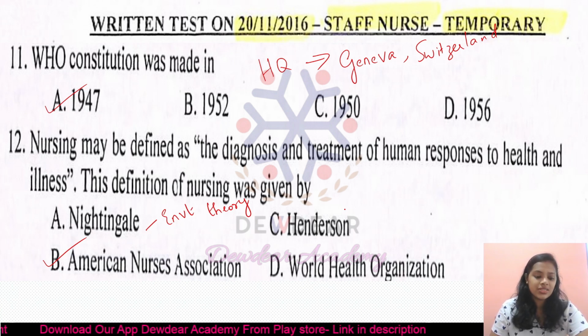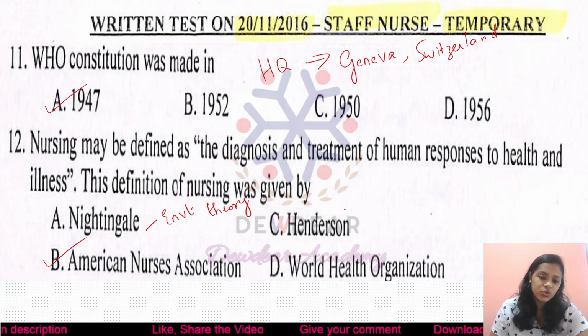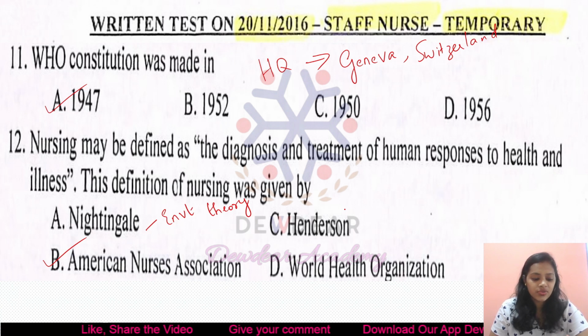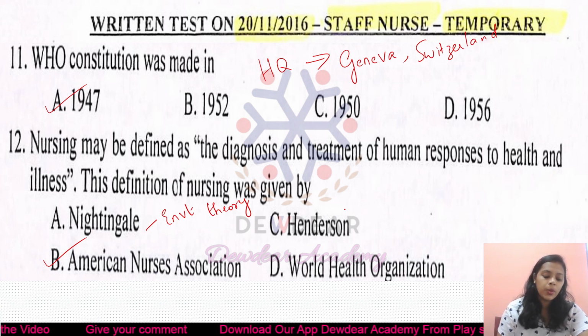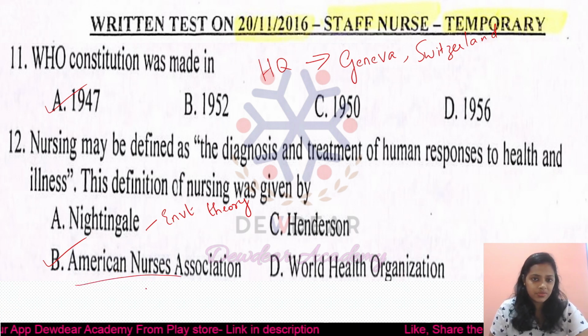Then World Health Organization has also given a definition, that is, nursing helps individuals, families and groups to determine their physical, mental and social potential, and to do so within the challenging context of the environment in which they live and work. So from these options, the correct answer is option B, American Nurses Association.